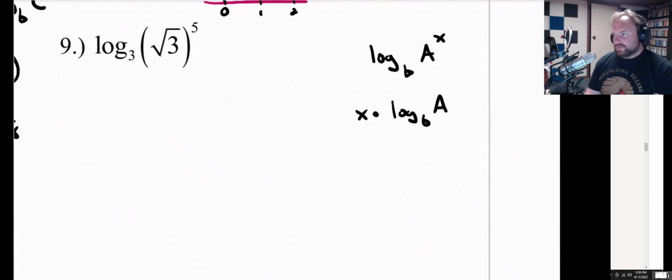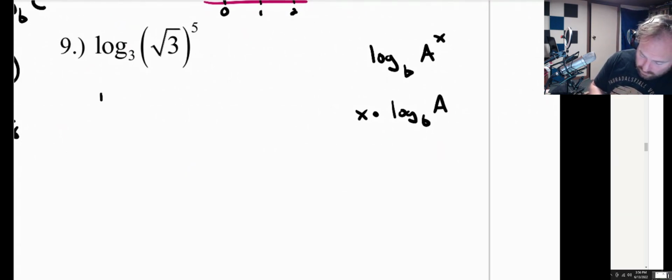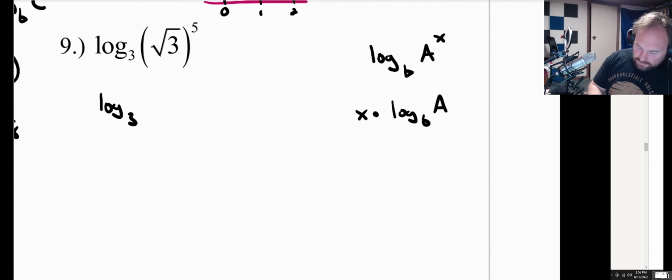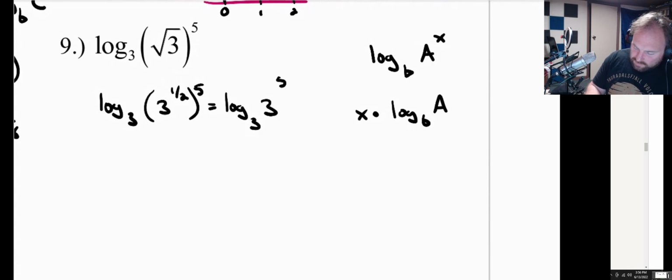That's what we're looking for there. Now that fifth power is just begging to be kicked down in front, but the square root of 3 is also an exponent. So let's keep that in mind. This is equal to the log base 3 of 3 to the 5 halves power. Well, let me not skip steps in this instructional video here. This is 3 to the 1/2 power to the 5th power. So this is log base 3 of 3 to the 5 halves power.